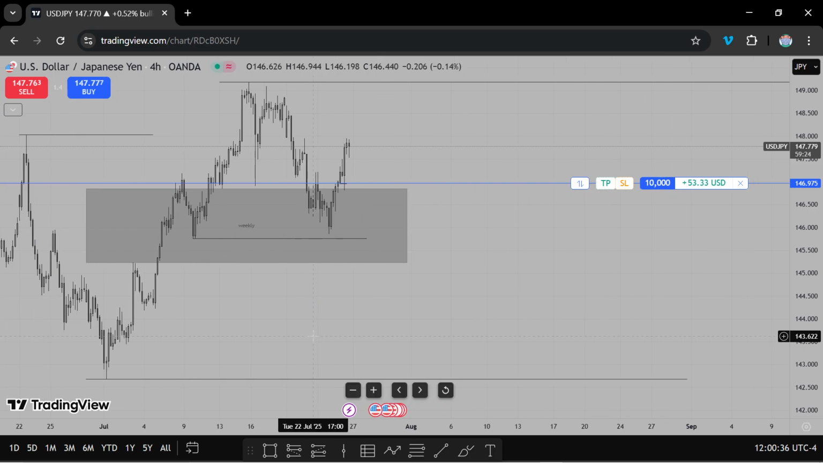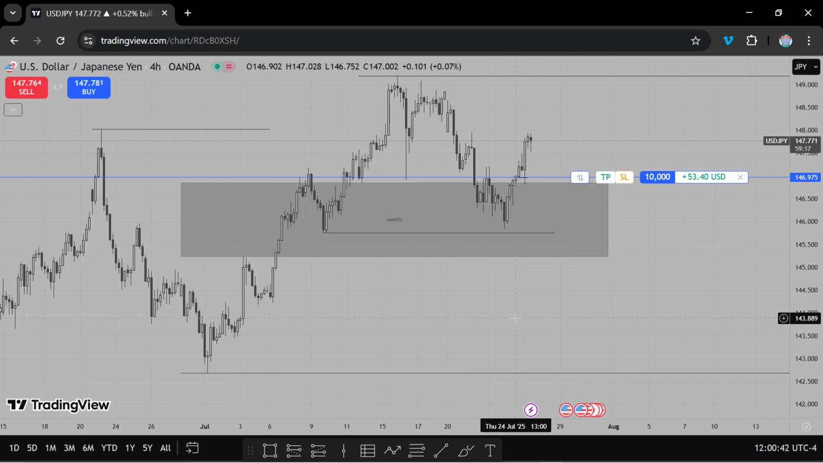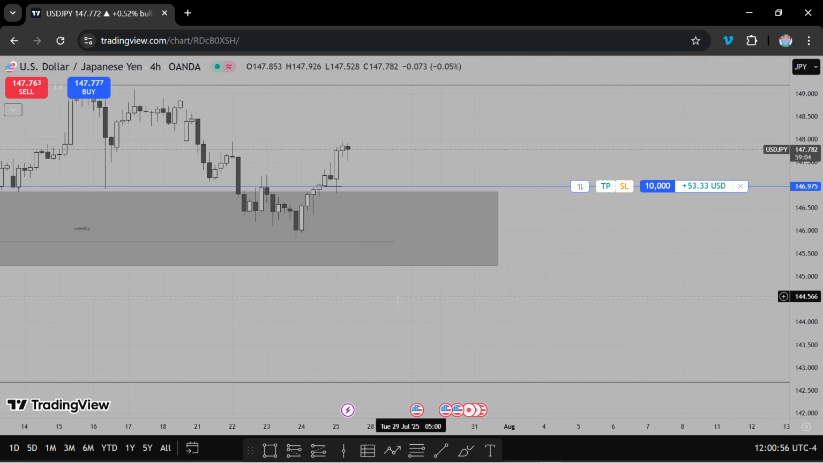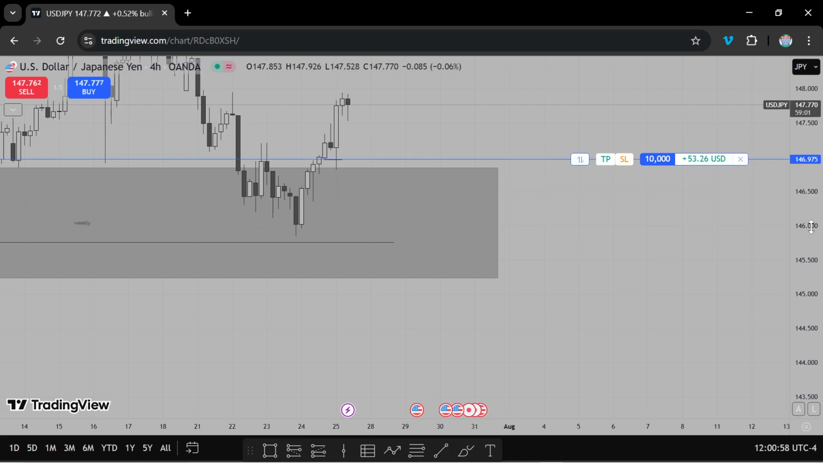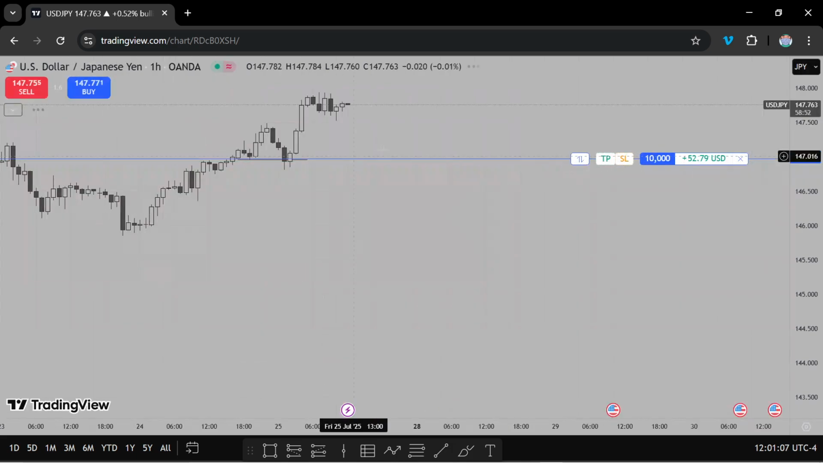Cool. So now we are looking at the 4-hour time frame. First of all, we are in this weekly fair value gap right here. That is our weekly fair value gap, and this should be our Monday. Let me just do this on the 1 hour. This is what I like to do on the 1 hour.